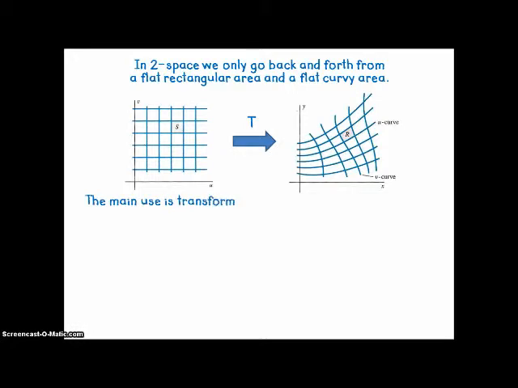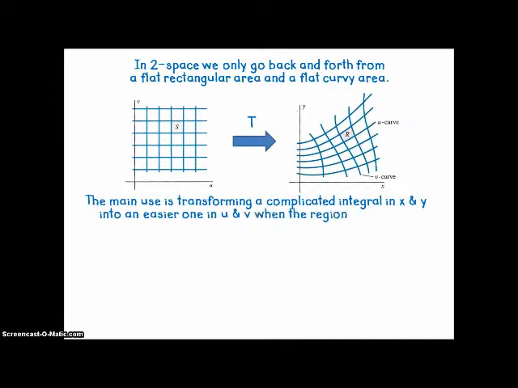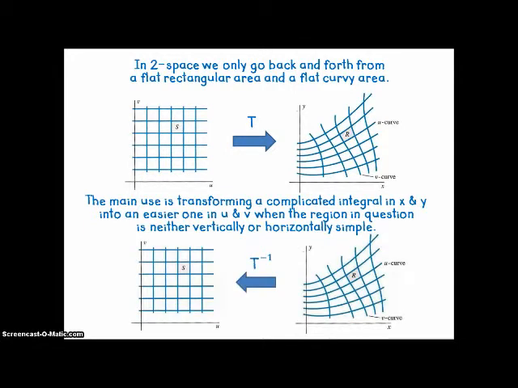And the main use is transforming a complicated integral in x and y into an easier one in u and v when the region in question is neither vertically nor horizontally simple. So what we actually do is take the region in the xy plane on the right and change it into a nice rectangular region in the UV plane on the left. So we actually do a T inverse, a transformation in reverse.